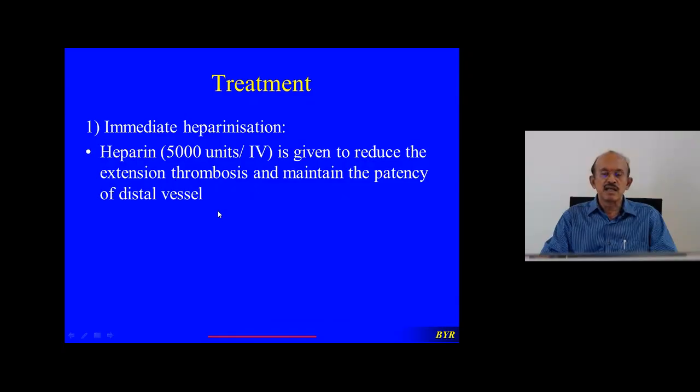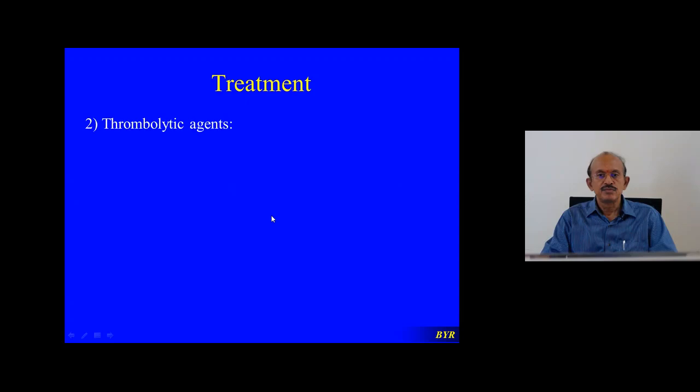Sometimes if the distal vessel has no branch, then the whole vessel may be occluded with propagated clot. So even though you remove the embolus, there is no use. Then you can use thrombolytic agents, that means agents which lyse the clot: streptokinase, urokinase, tissue plasminogen activator. So these are the drugs. These drugs are given to lyse the already formed clot or embolus.